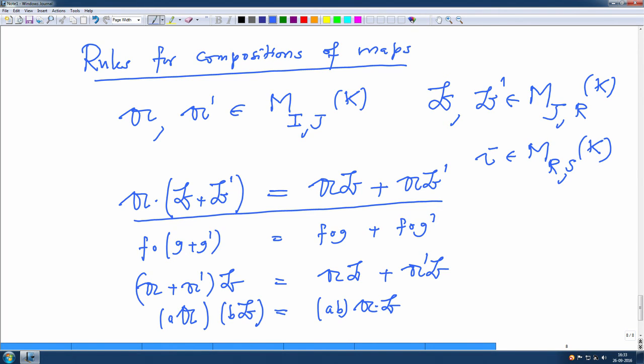One more I will write: (A times B) and then times C. This is the same thing as A times (BC). This is associativity of the product. All these rules were very clear for the composition of maps, so I am not going to check these with numerical examples. We will take a break and then after the break we will continue.